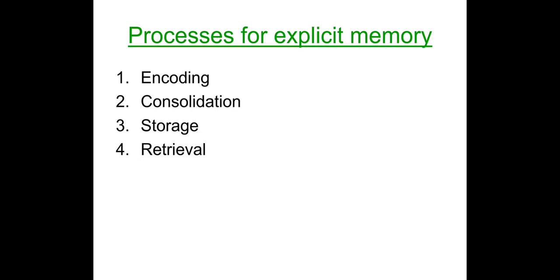The process of explicit memory involves encoding, consolidation, storage and retrieval. So as we saw, what is encoding again? During the process of consolidation, bits of information are grouped and sorted out. It helps in effective storage and easy retrieval.